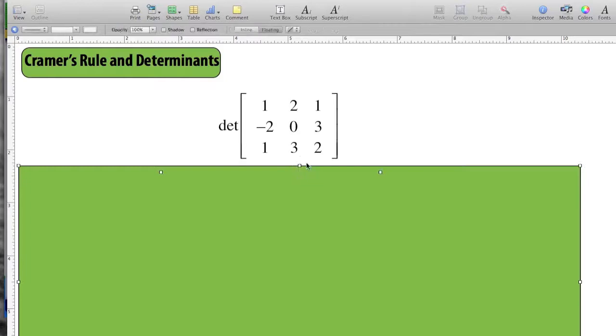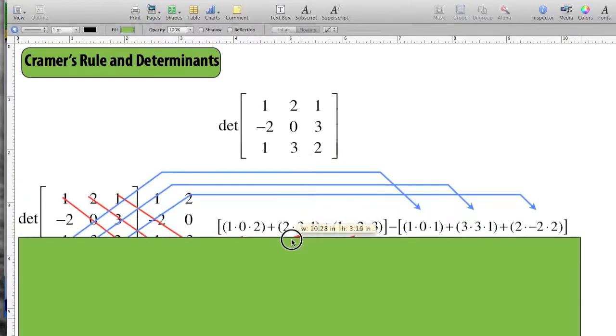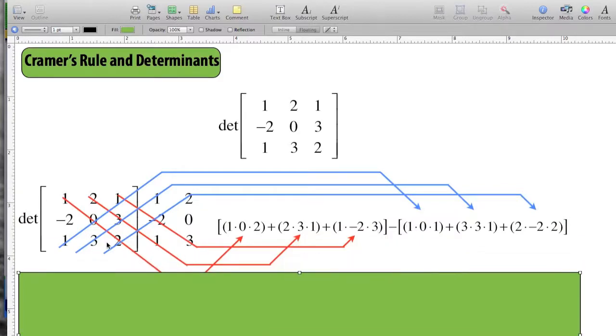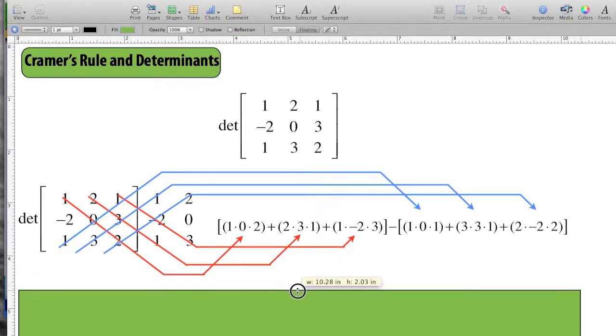I've created this graphic for you. This is a lot like what's in your book. And so I kind of showed you as we go down the line. As you go down the line, there will be 1, 0, and 2. That's where you see in the first group. And then 2, 3, 1. That's in the next. And 1, negative 2, 3 comes in this group. And you can see the lines.